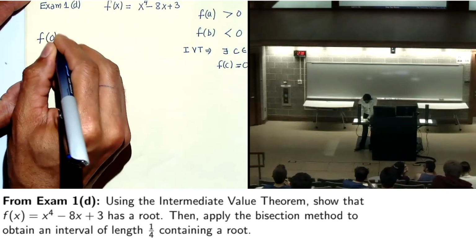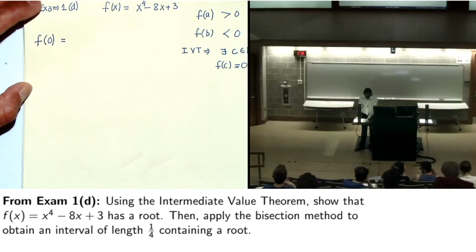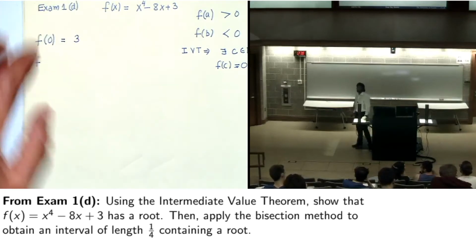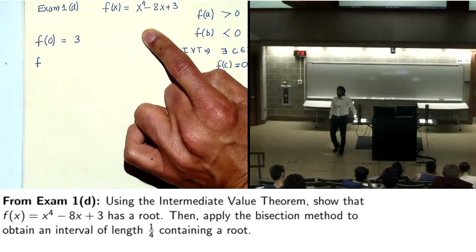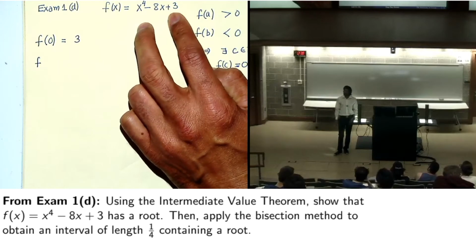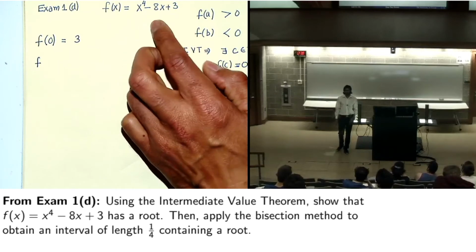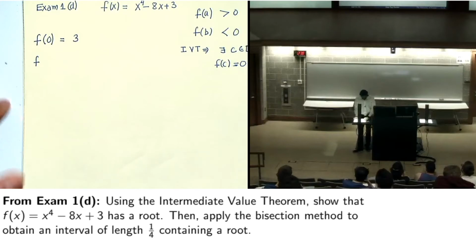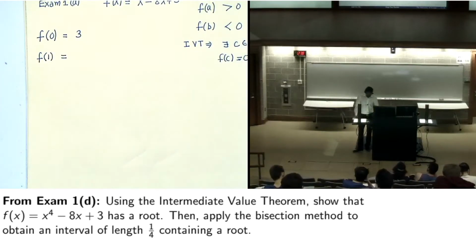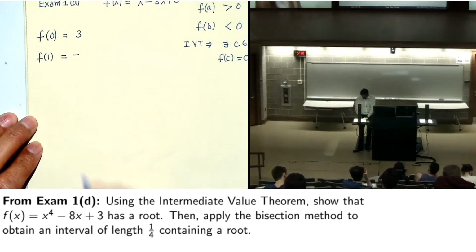Let's plug in 0. 0 is an easier number to start with. I will get 3. If I plug in 0, 0 to the 4th is 0, minus 8 times 0 is 0, so this is 0 plus 3. It doesn't matter whether it is negative 0 or positive 0, it's still going to be plus 3. And how about 1? 1 to the power 4 is 1, minus 8 plus 3. That's negative 4.